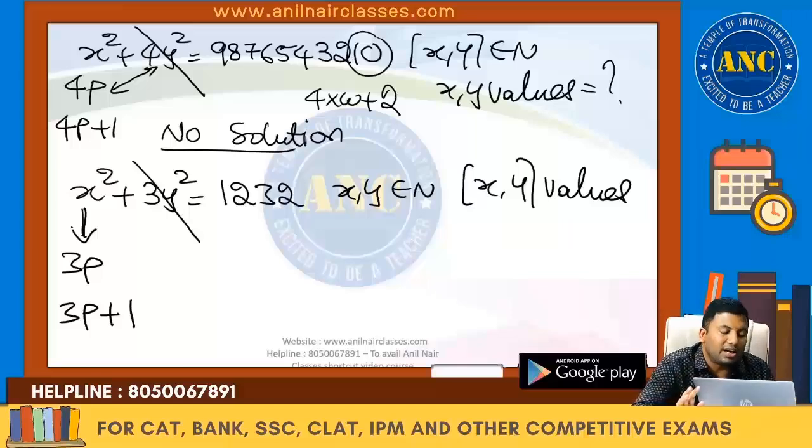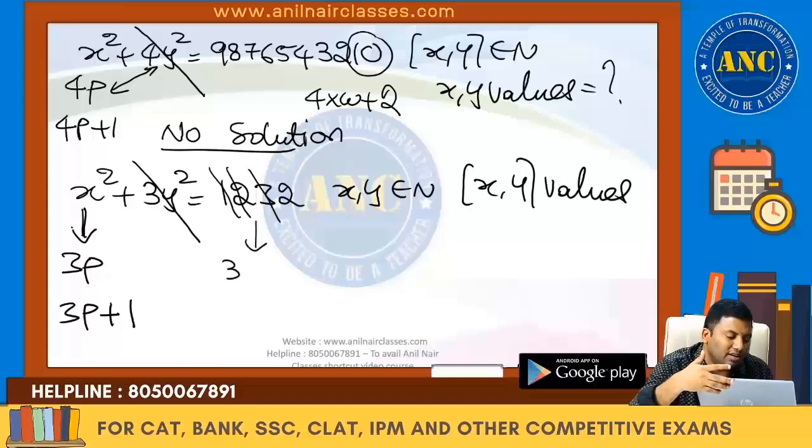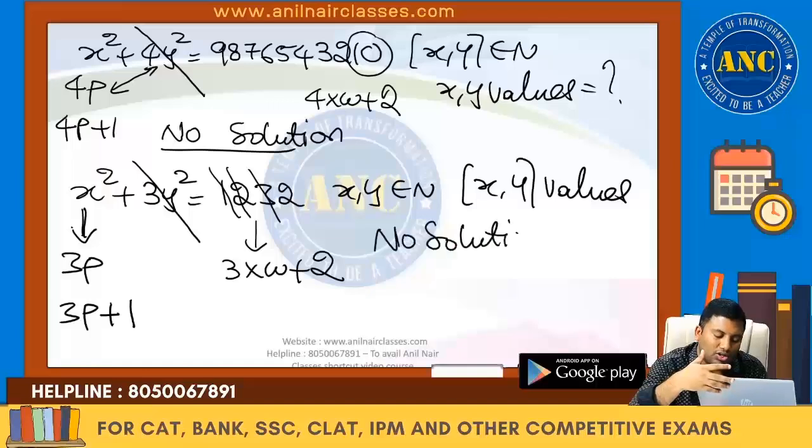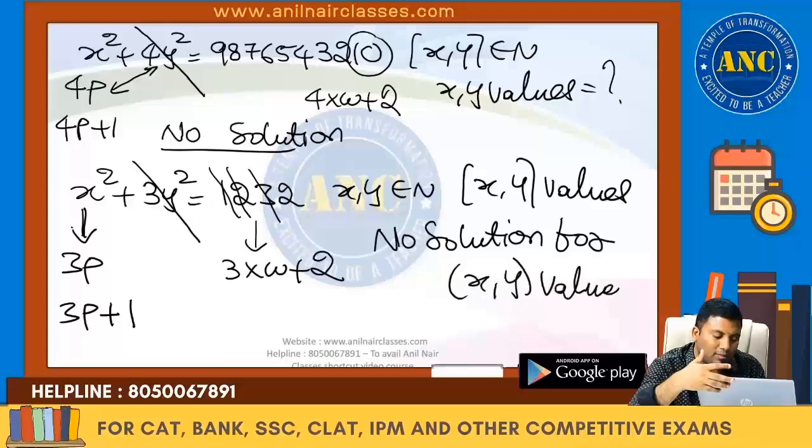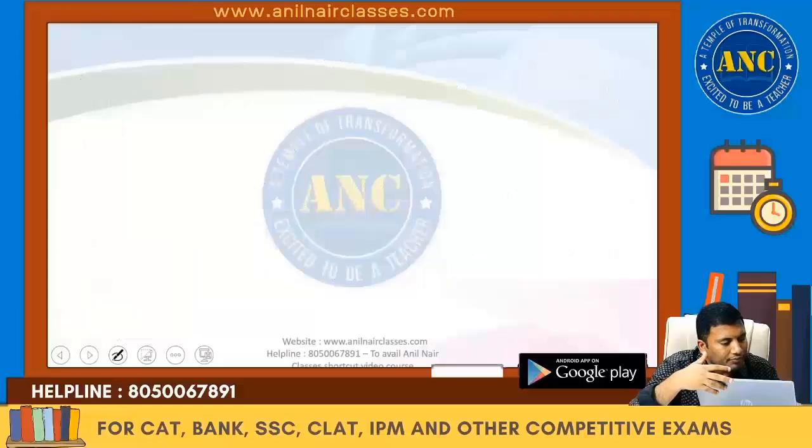But here, what is the divisibility rule of 3? The sum of the digits should be divisible by 3. 1 plus 2, 3, 3 cancels. So what is the remainder? It is giving 3 into something plus 2, which is not matching. So what is the answer? No solution for x and y. Very, very easy concepts if you know them. Are you all with me? You can do this question. That is how I create a lot of questions.